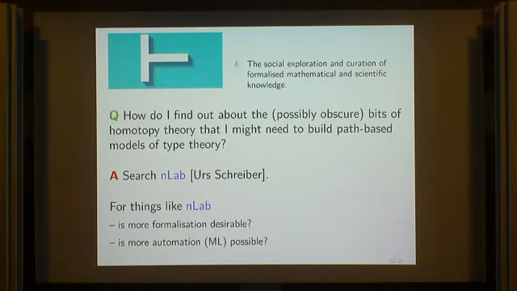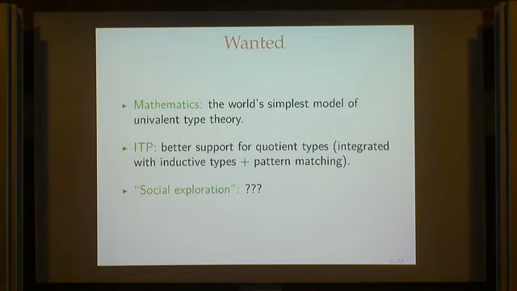These are interesting things, I think, and I would like to consume some of this. I don't think I want to actually create it myself. But that's pretty much the end of my talk. So what I want is the world's simplest model of univalent type theory, and I haven't been given it yet, and I haven't managed to make it myself yet, but I still think it's out there.